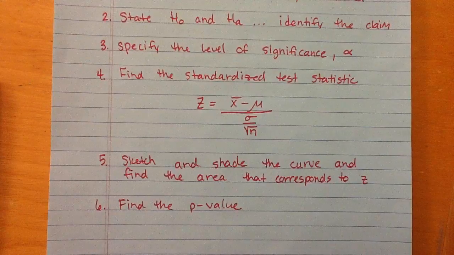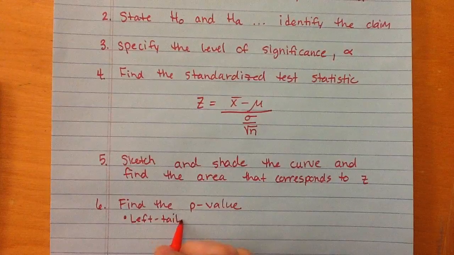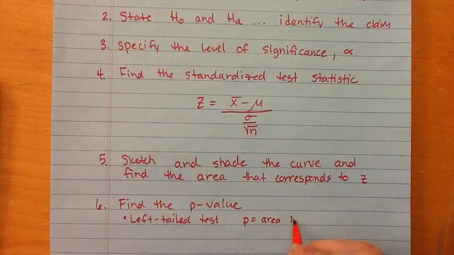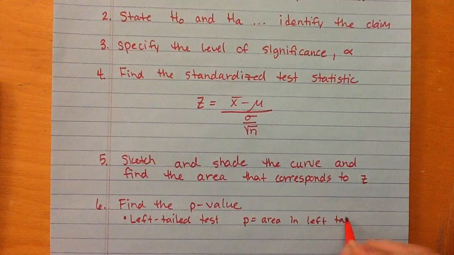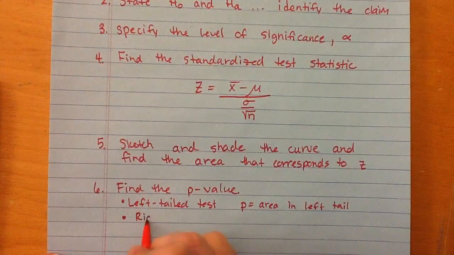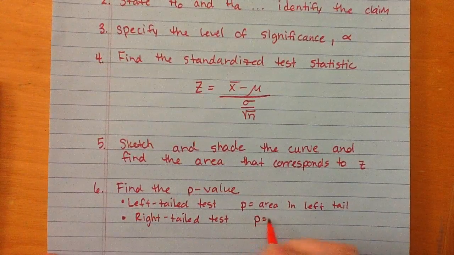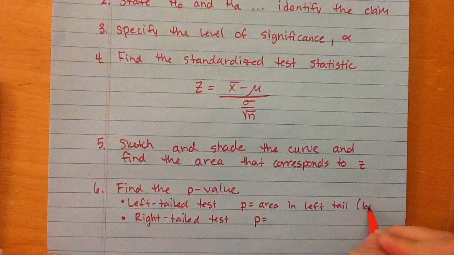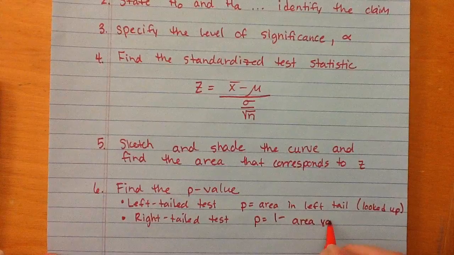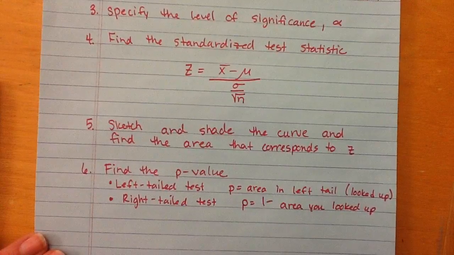6. Find the p-value. Now the p-value is going to depend on which type of test you have. So if you have a left-tailed test, then p equals the area in the left tail. It's the area that you looked up for your z-score. If you have a right-tailed test, your p-value is going to be 1 minus the area you looked up, because it's the area in the right tail.